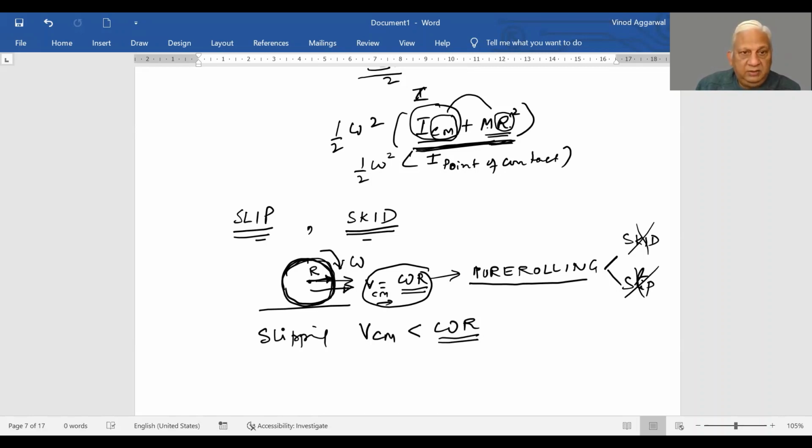And conversely, if you hard brake, you skid. Now what happens when you hard brake? You lock your wheels. When you lock your wheels, what happens to omega? It becomes very, very small, but your speed is high. So in case of skidding, the velocity of center of mass is much higher than this relationship. So these are two phenomena, slipping and skidding.